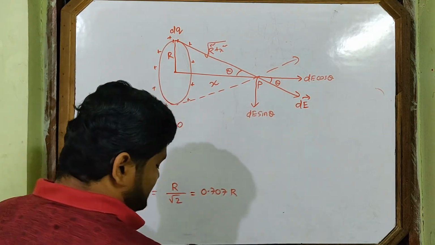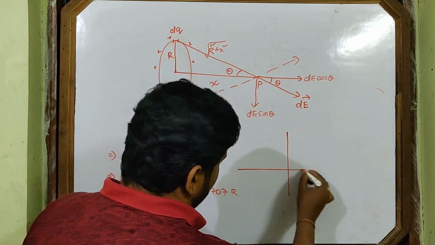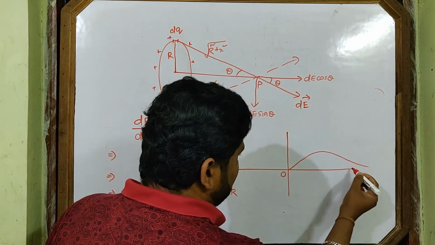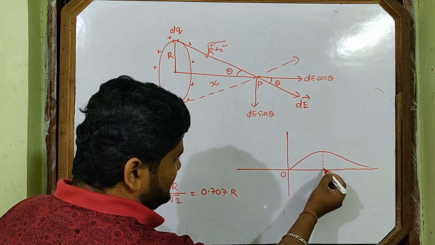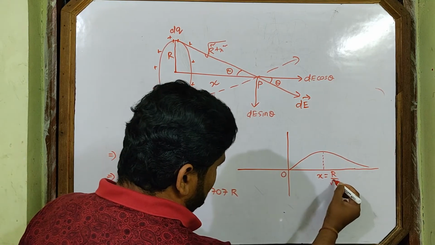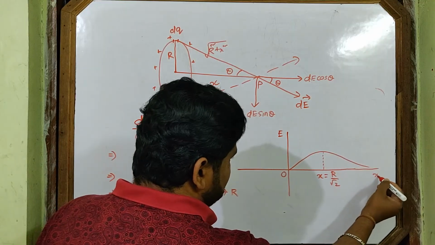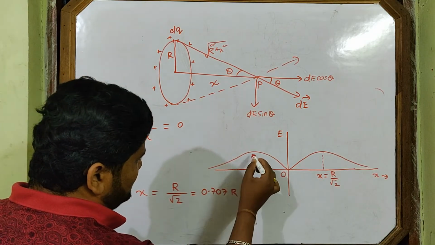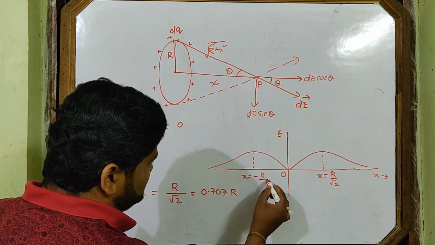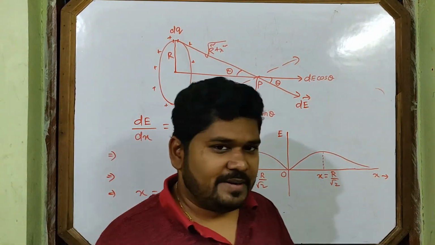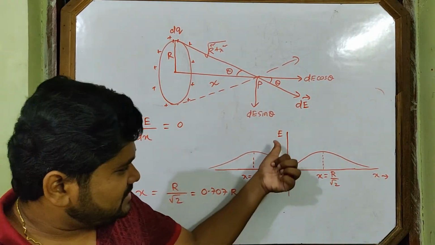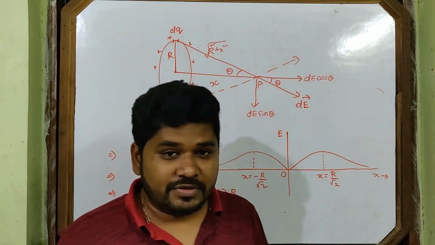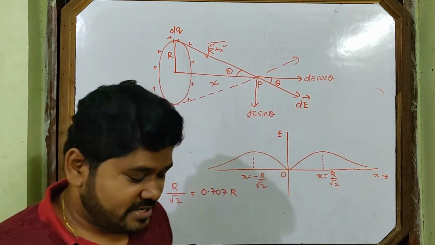If I draw the graph of electric field, this is the center of the ring. Electric field increases, then decreases, becoming 0 up to infinity. Here at R by root 2 it is maximum. This is electric field and this is x. And to this side also the same thing happens: increase, then at x equal to minus R by root 2. If it is a ring, it is symmetric to the left and right side. This is the graph of electric field versus distance from the center of the ring. I hope now you can understand what happens to the electric field of a ring.